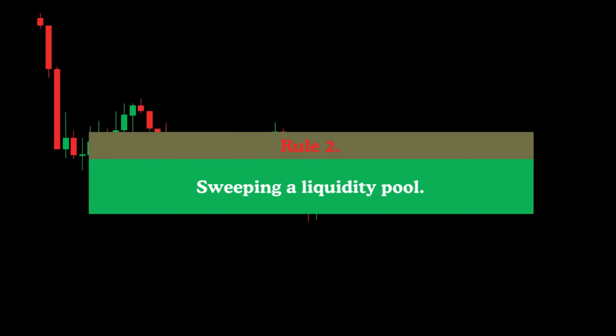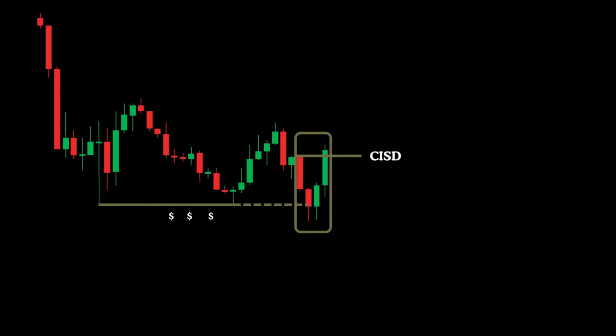Rule 2. Clearing a liquidity pool. A strong CISD setup typically follows a liquidity grab from one side of the market. Liquidity pools tend to build up near clear equal highs and lows, where traders commonly position their stop losses. When price breaches these levels, it activates those stops, taps into liquidity, and sets the stage for a potential reversal.